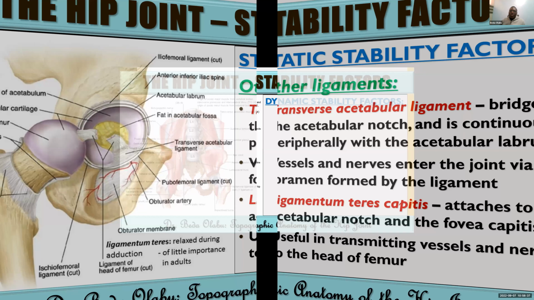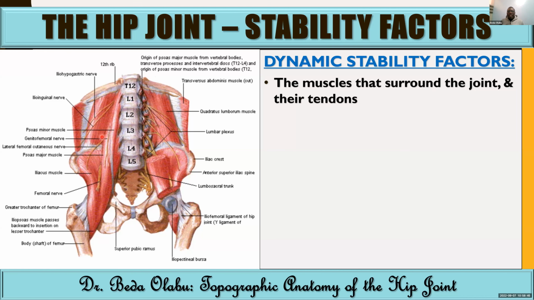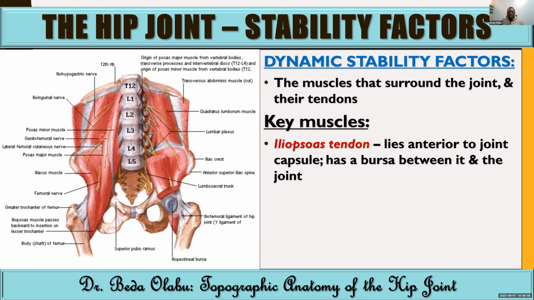And so that summarizes for us the static stability factors of the hip joint. Now let's talk about the dynamic stability factors of the hip. When we talk about dynamic factors, we are talking about the muscles that surround the joint and even their tendons. Basically, we can mention all the muscles, but some muscles are key, and I want to talk about those key ones. The iliopsoas is a key dynamic stability factor of the hip. It lies anterior to the joint and actually makes contact with the capsule of the joint, except that there's a bursa that separates it from the capsule.